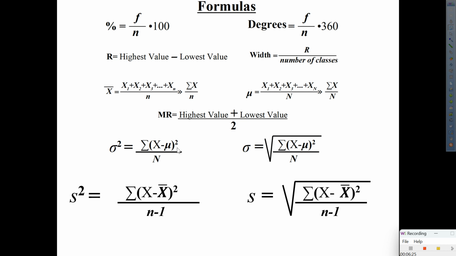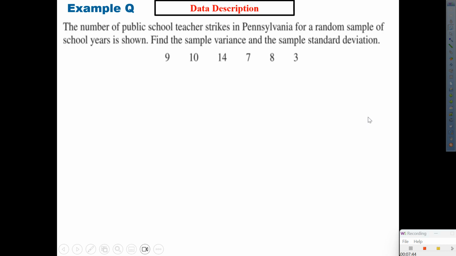So, let's get started with our first example. Here we go. Example Q. And it reads, the number of public school teacher strikes in Pennsylvania for a random sample of school years is shown. Find the sample variance and the sample standard deviation of 9, 10, 14, 7, 8, and 3. Now, don't freak out. Basically, they're asking you to find the standard deviation.